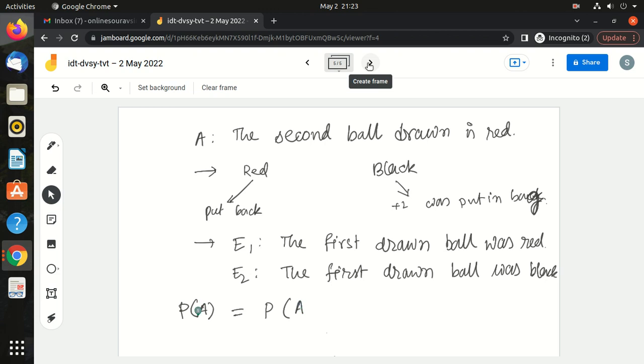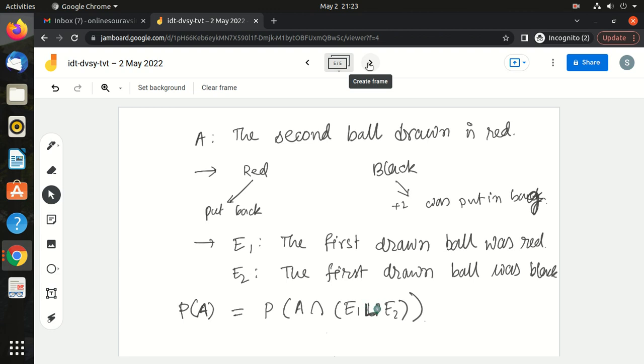Wait a minute. Probability of A, give me a minute. So this is the intersection of your E1 union E2. Do you understand this? Tell me first. And this is a disjoint union. Why is this a disjoint union?